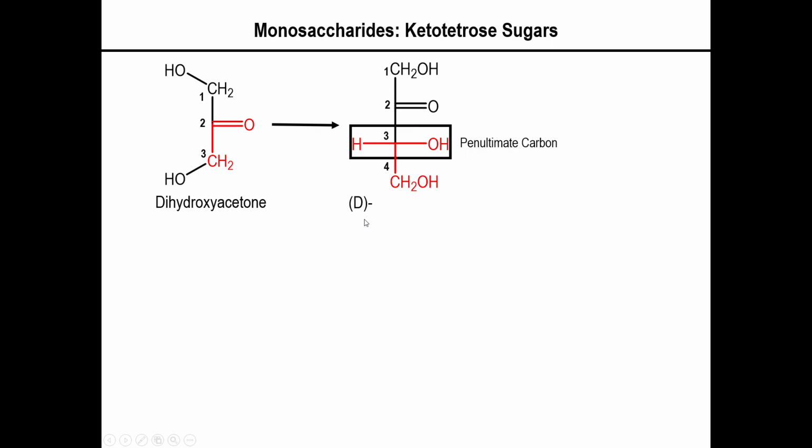Now, just to remind you, if you were tasked with drawing the L version of this sugar, you will have to first write the D sugar and then draw the mirror image of it. That will be the only way to get the actual true L sugar. But aside from that, let's get to the names. These names are going to be a little bit funky, even funkier, you could say, than the aldose sugars. This one in particular is called erythrulose. So it gets a little bit fancier in terms of the pronunciation.